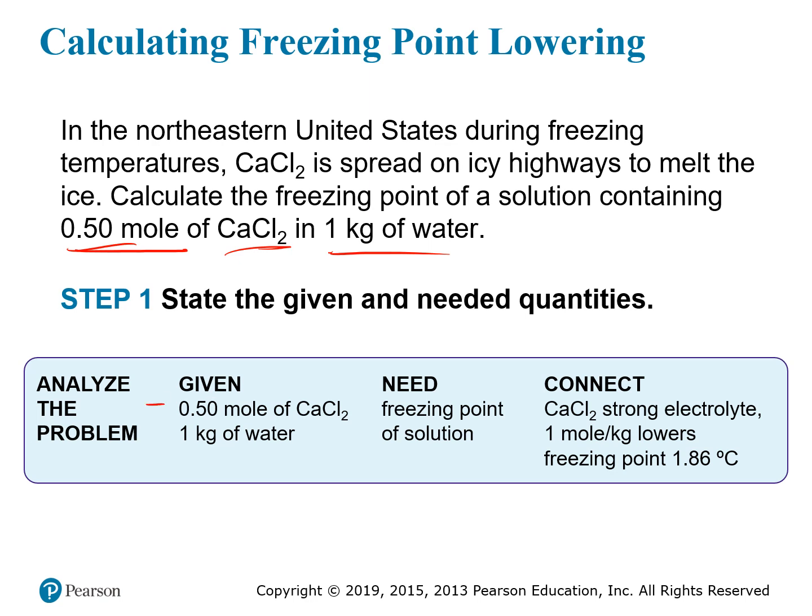So we know we have 0.50 moles of calcium chloride in 1 kilogram of water. We want to know the new freezing point of the solution. And so we're going to need to know that the freezing point lowers 1.86 degrees for every 1 mole that you dissolve into 1 kilogram of water.